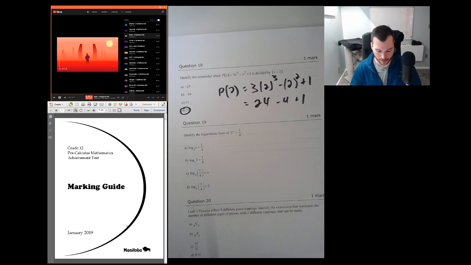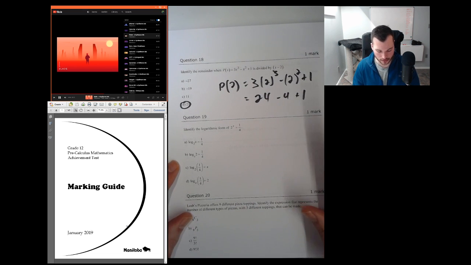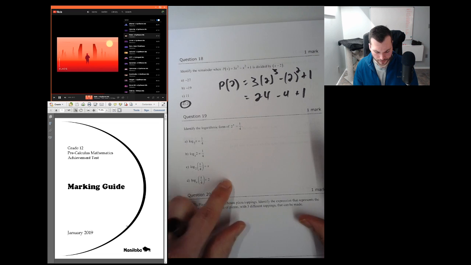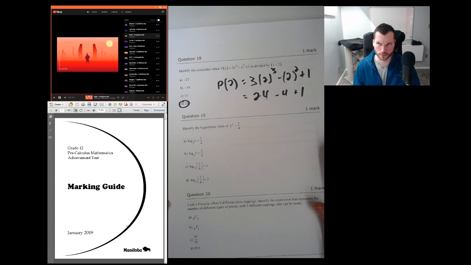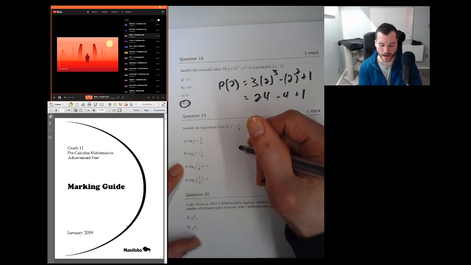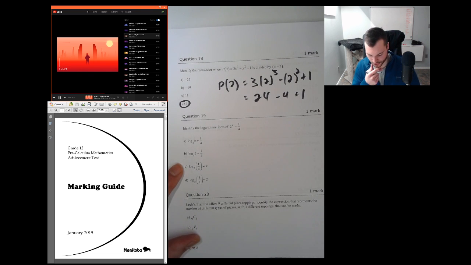Identify the logarithmic form of whatever this is. Okay, cool. If we're going to identify the logarithmic form of this, is there a really easy way to do this? Should be. I want to say there is. Yeah, there totally is. Let's do it, just wondering if we can do this easily.